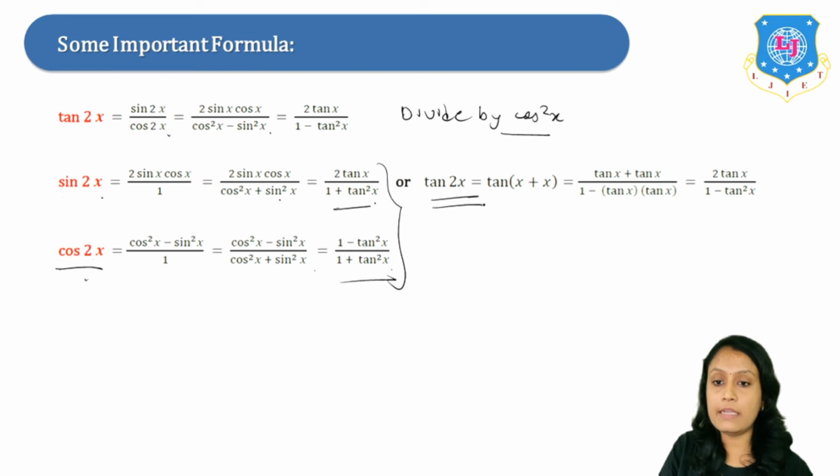Also we can derive the formula of tan 2x using a different method. In place of 2x we can write x plus x and we can apply tan alpha plus beta formula. So we know that tan alpha plus beta is tan alpha plus tan beta upon 1 minus tan alpha tan beta. In place of alpha beta write down x. And on simplification we get answer as 2 tan x upon 1 minus tan square x. So this tan 2x formula you can derive in any of the method.